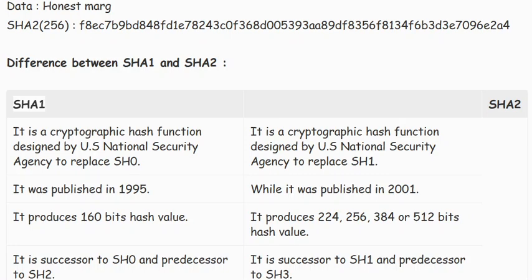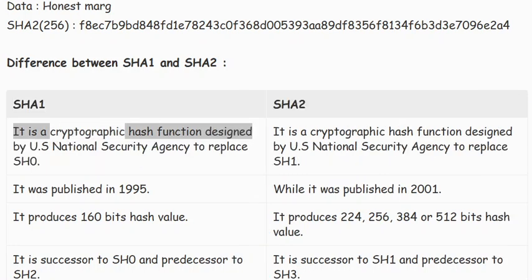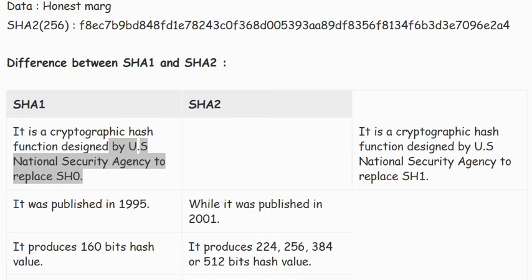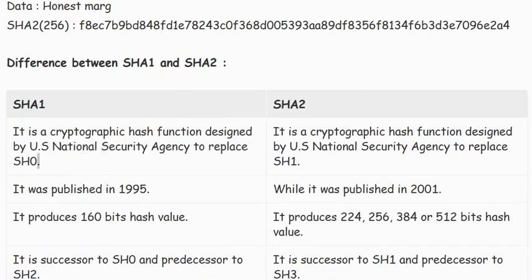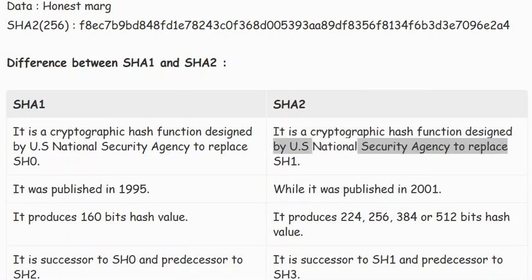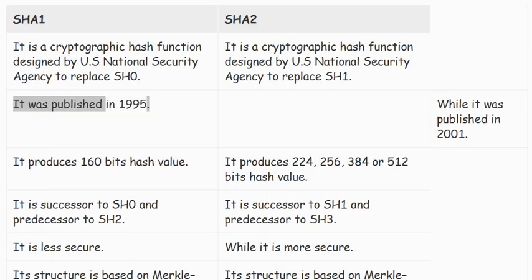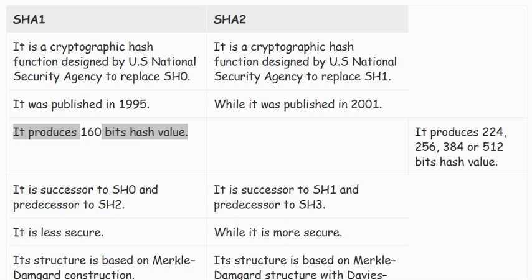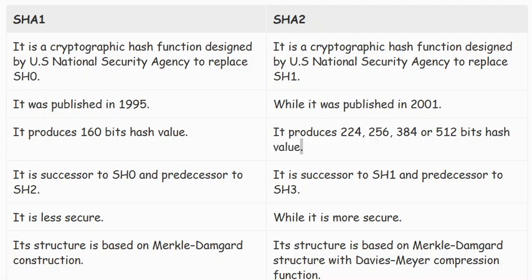SHA1. SHA2. SHA1 is a cryptographic hash function designed by U.S. National Security Agency to replace SHA0. SHA2 is a cryptographic hash function designed by U.S. National Security Agency to replace SHA1. SHA1 was published in 1995, while SHA2 was published in 2001. SHA1 produces 160 bits hash value, while SHA2 produces 224, 256, 384 or 512 bits hash value.